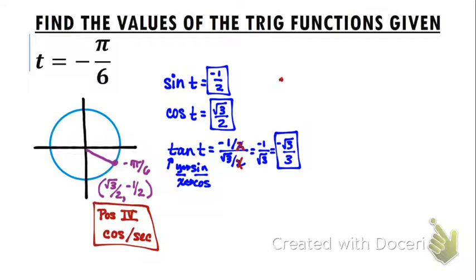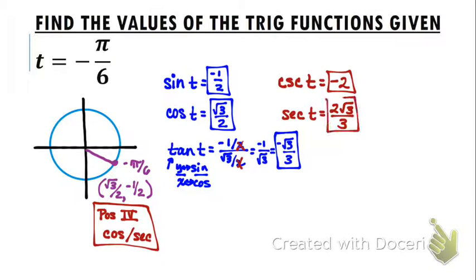What would my cosecant be? 2 root 3 over 3. You did secant. Oh, that's okay. Let's write that down. Negative 2. And you were right, it's going to be 2 radical 3 over 3 here for my secant. What will my cotangent be? Negative square root of 3.